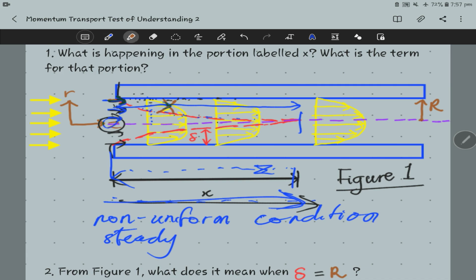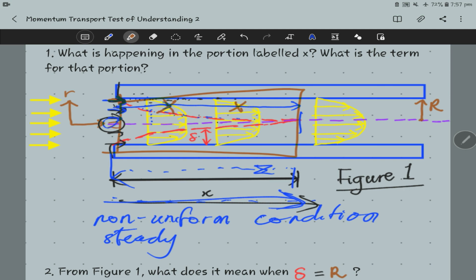So it means that if I choose another location again, so let's say if I choose here, within that particular location, the velocity won't be changing. So within this x region, if you choose a particular location within the entrance region or the development region, the velocity is not changing with respect to time.